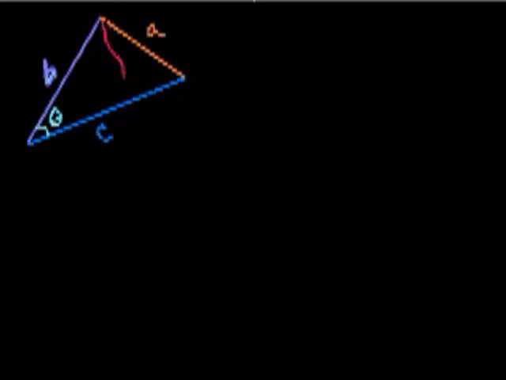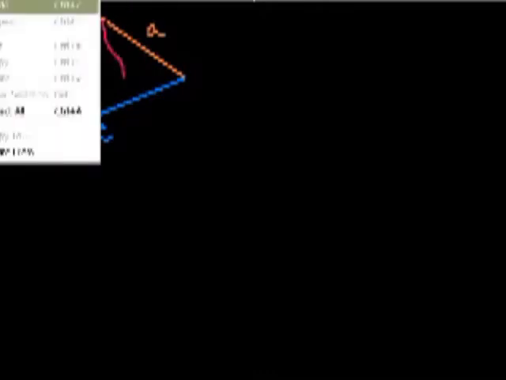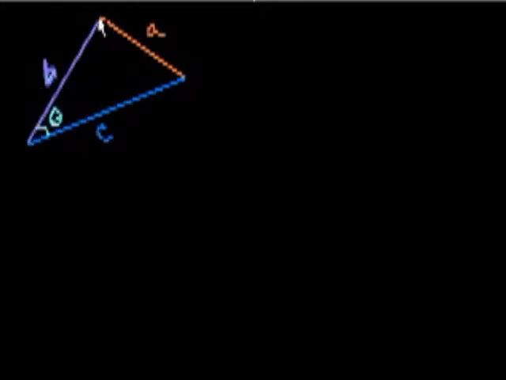Let's say we can drop an altitude here. Whoops, that line's a bit crooked. Let's try that again. We can drop a line from this vertex right here that creates two right angles with side length C. So right here I have right triangles, and now I can use basic trig functions and the Pythagorean theorem to solve. So let's see here. This angle right here is a right angle, and so is this.